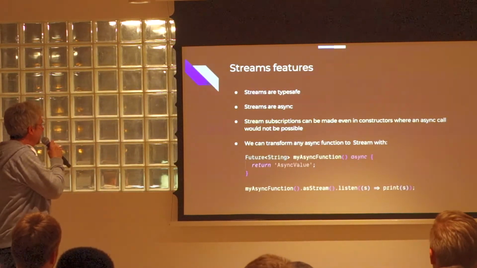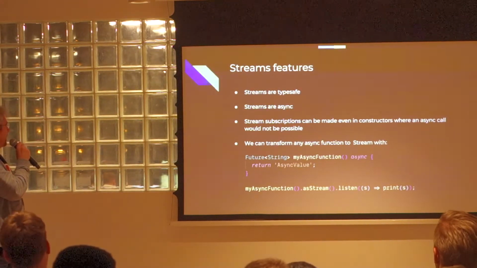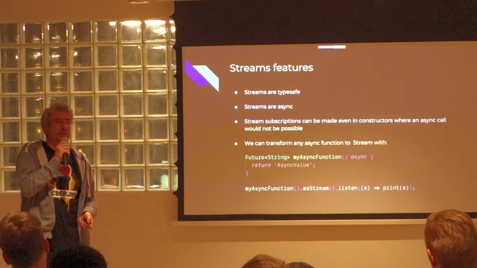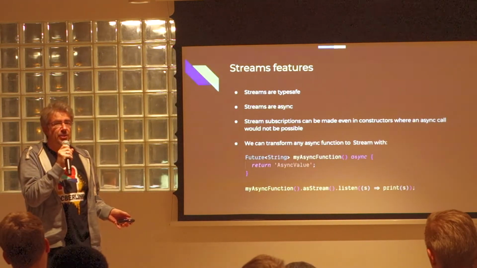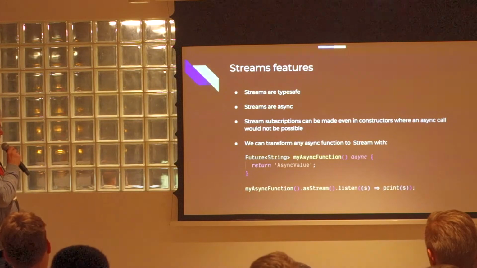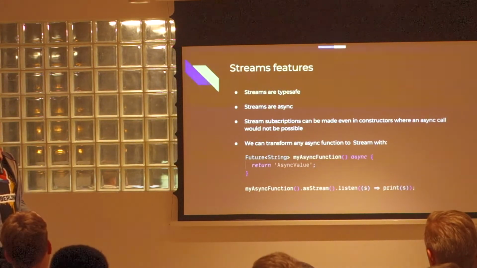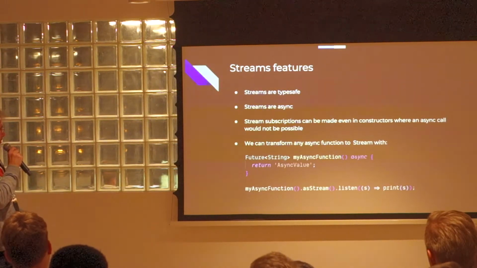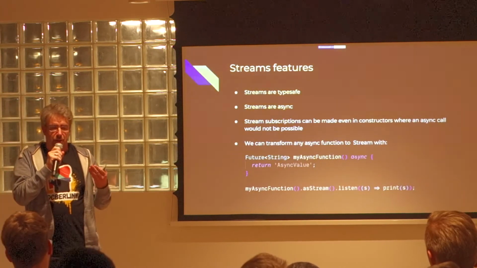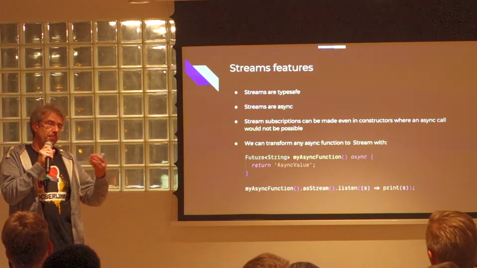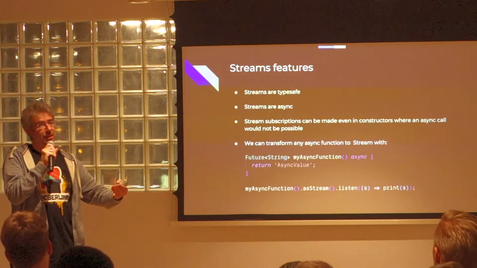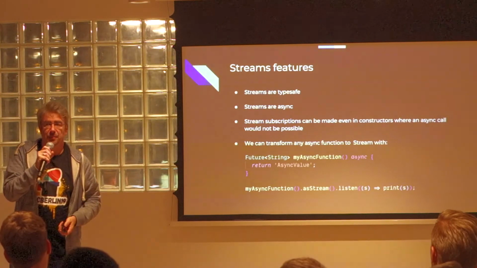Just a short recapitulation of the features: type safe, async. Then, that's also a nice one, stream subscriptions, setting up the handler, you can already do in the constructor. On the other side, you could never await a function inside a constructor, for example. And last but not least, we can transform any async function that returns a future into a stream. This is quite common because, for example, most RPC functions, to do an HTTP call, are just an async function with a future. But for the further processing of the result, I want the data to be a stream, so I just make a stream, and from there on, I'm in the stream world.